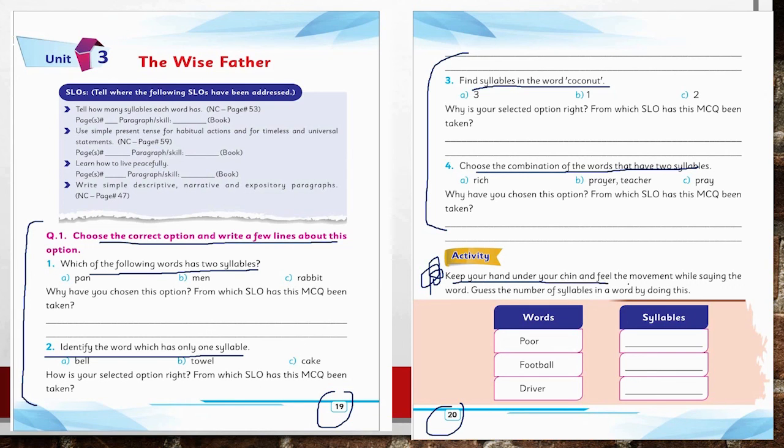Keep your hand under your chin and feel the movement while saying the words. Guess the number of syllables in a word by doing this. Poor, football, driver. कितने syllables आपको समझ आए वो आपने यहाँ पे लिखने हैं. ये आपका home task है.